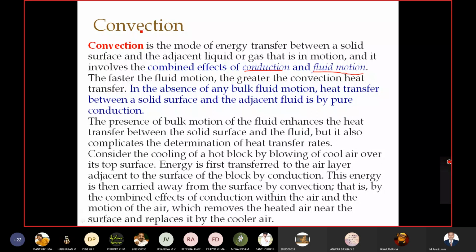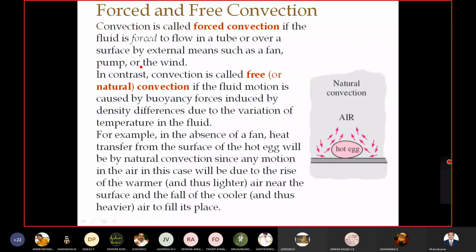Then in convection, we have two types: forced convection and free convection, or natural convection. The convection is called forced convection if the fluid is forced to flow in a tube or over a surface by external means such as a fan, pump or wind. So we have two different types in convection. If the flow is forced by any medium, we can call that forced convection.